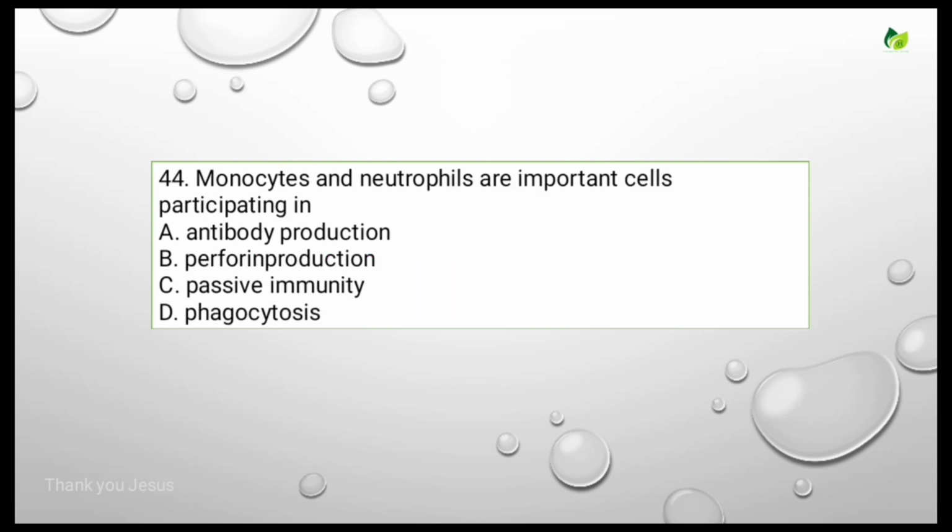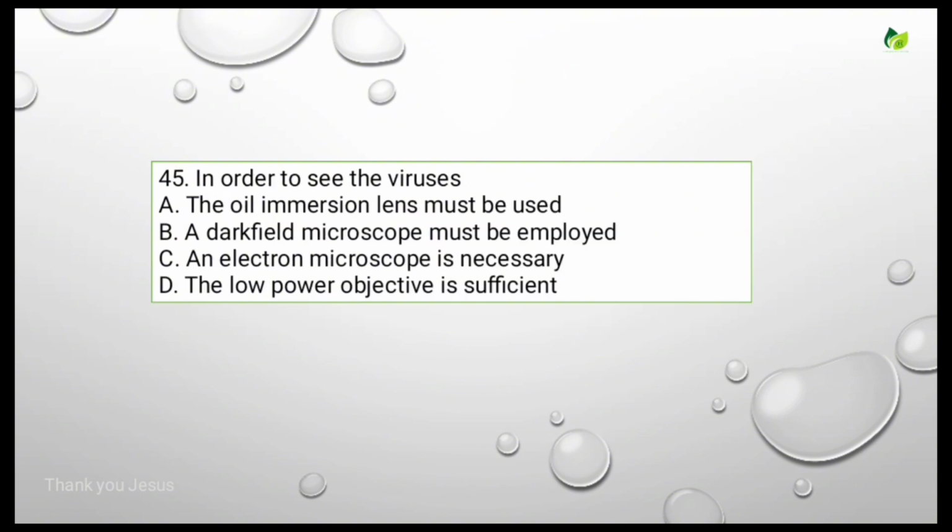Let's see the next question. Monocytes and neutrophils are important cells participating in. Options are antibody production, perforin production, passive immunity, phagocytosis. For this, the correct answer is phagocytosis. Let's see the next question. In order to see the viruses, options are the oil immersion lens must be used, a dark field microscope must be employed, an electron microscope is necessary, the low power objective is sufficient. So, an electron microscope is necessary to see the viruses.